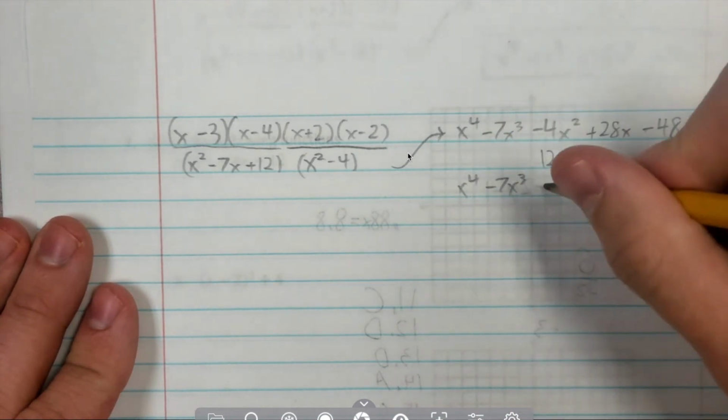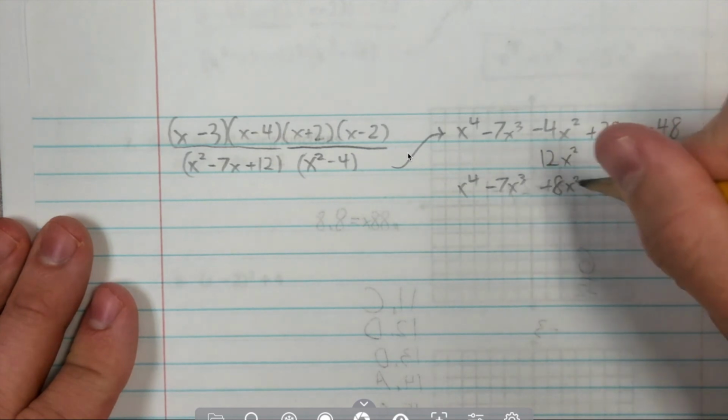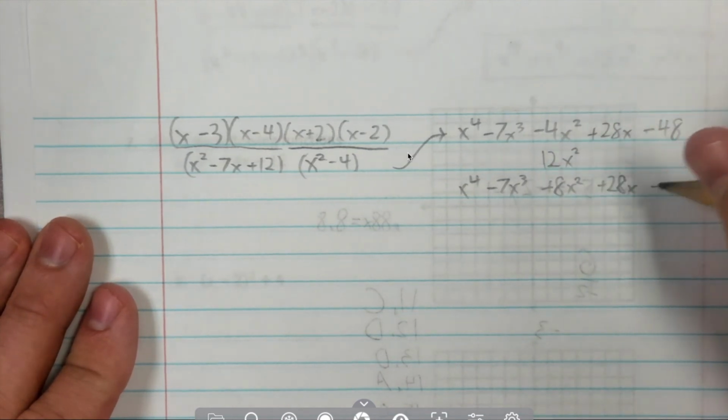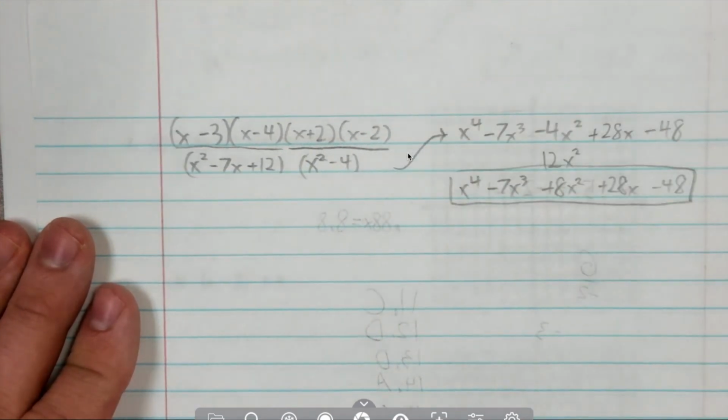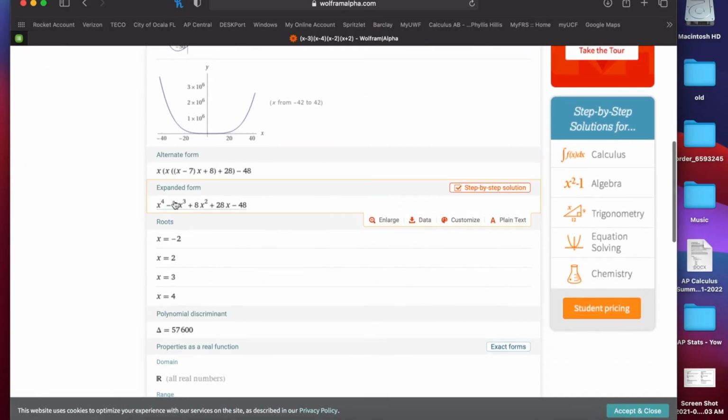And we're going to get x to the 4th minus 7x cubed plus 8x squared plus 28x minus 48, after I checked Wolfram Alpha because that's a lot of FOILing and room for mistakes. Let's see, am I right? Yay. All right, we did it.